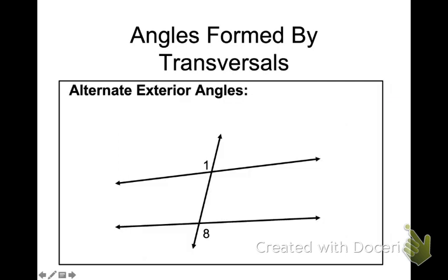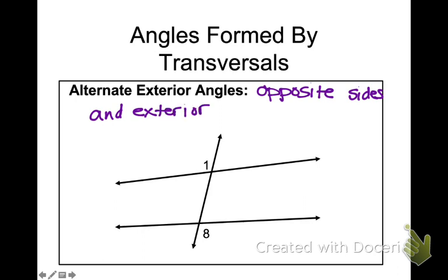Alternate exterior are going to be opposite sides and exterior. So here I have 1 and 8, which is a little bit reverse of what's over here. I must have done my orders different. So outside, alternating sides of the transversal.